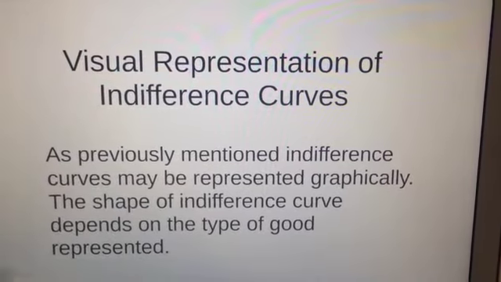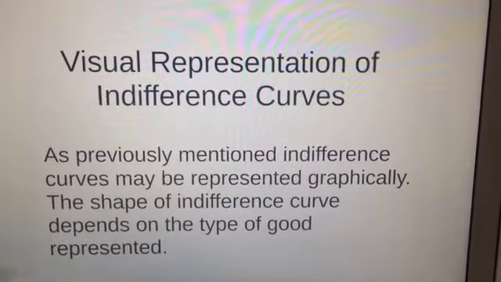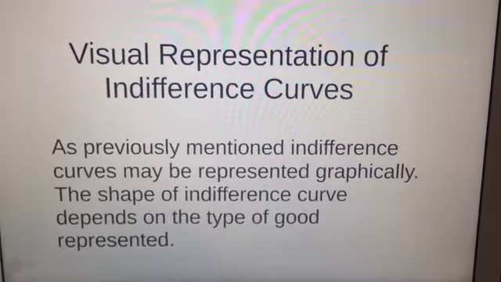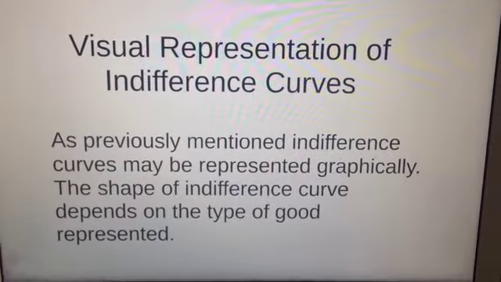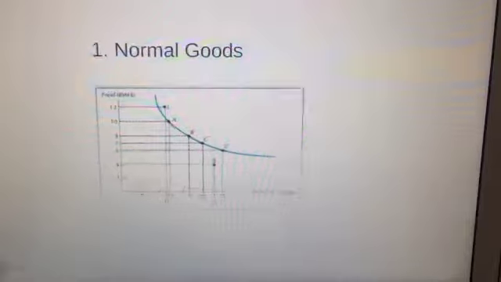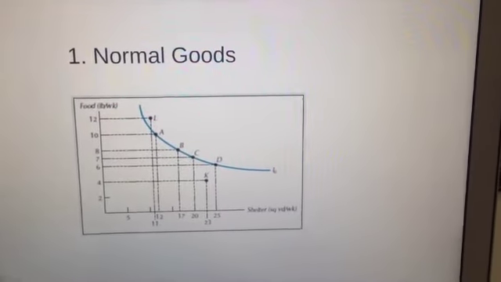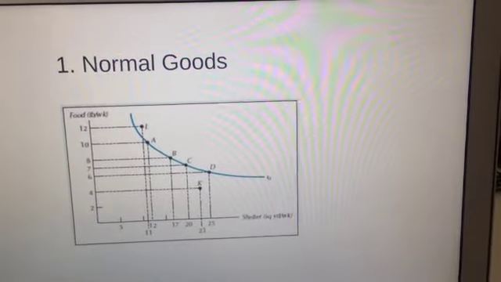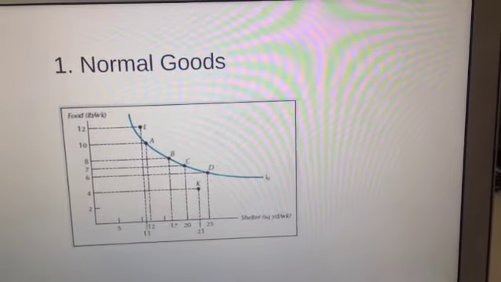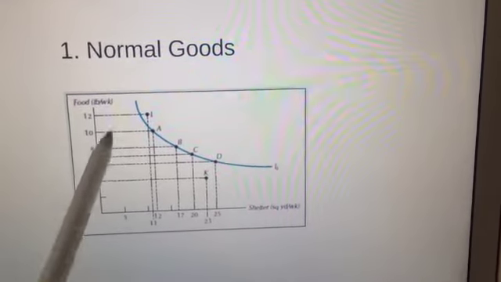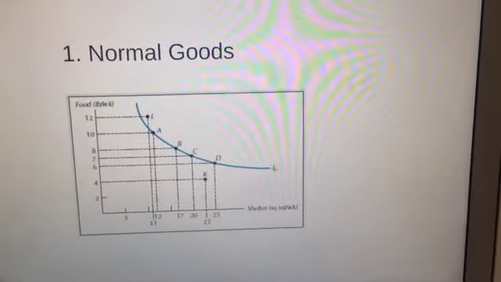In this part of the webcast, I will be talking about how to draw indifference curves. As previously mentioned, indifference curves may be represented graphically. The shape of the indifference curve depends on the type of good that is being represented. For normal goods, the indifference curve will have the shape of a curve. In order to draw that, you need to draw a curve which touches consumer bundles, which will then result in the indifference curve shown right here on this graph.